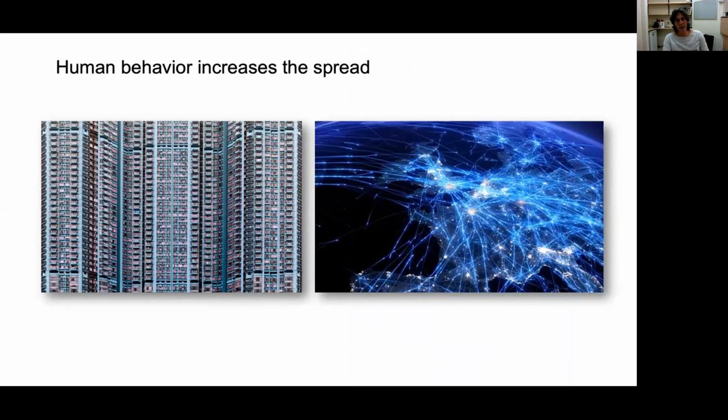How does this virus spread so much and so fast? So we are to blame for that, our behavior. We live in very crowded areas, and what you see here on the left is a small neighborhood in Beijing. As you can see here, it's very crowded, so infections can transfer from person to person pretty fast.